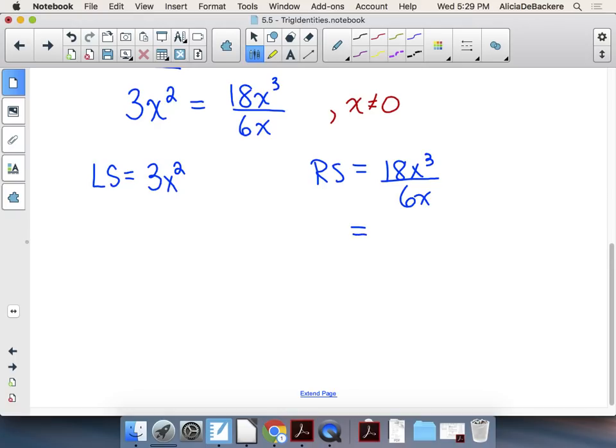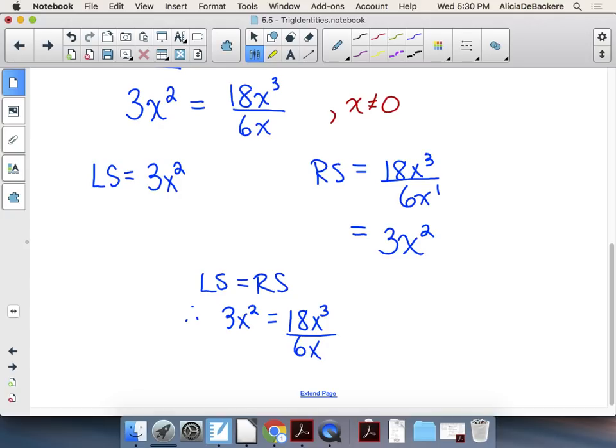So yesterday in class I said I can divide the coefficients here. 18 divided by 6 gives me 3, and then I can subtract the exponents on x, and 3 minus 1 gives me 3x squared. So I can see now that really the right-hand side does look exactly like the left-hand side, and therefore this is an identity. It means it's always true no matter what number I put in for x.